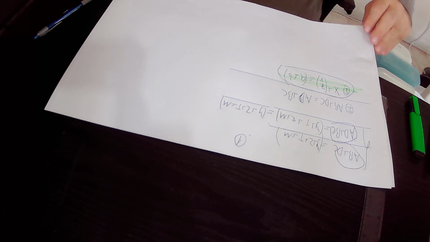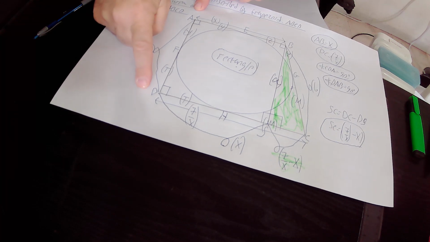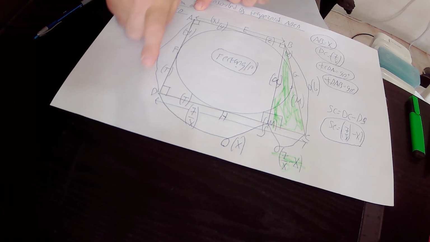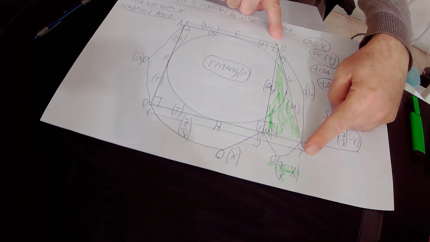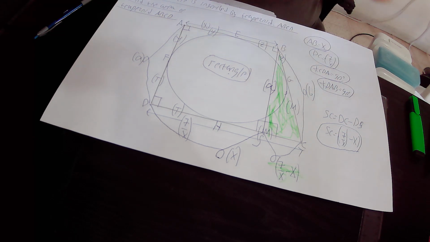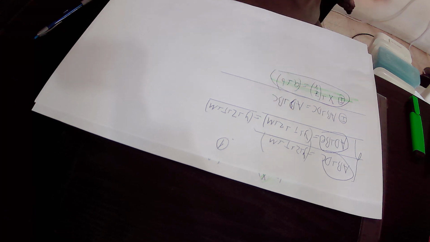Likewise, we added side AD to the opposite side, side BC. So what is the value of AD plus BC? AD equals Y plus T, and BC equals Z plus M. So in total, AD plus BC equals Y plus T plus Z plus M.